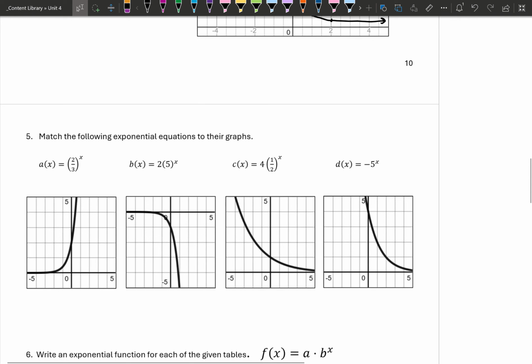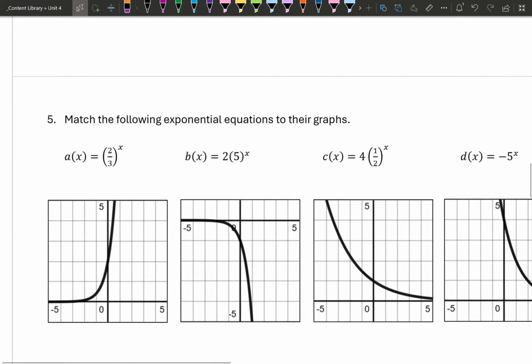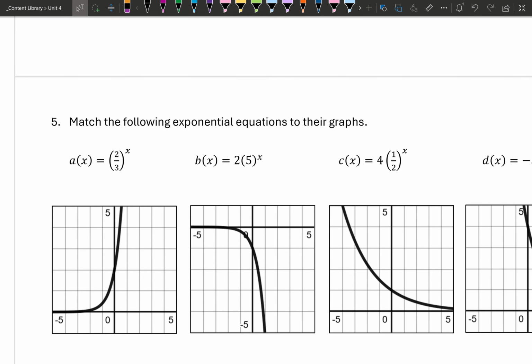Number 5. Let's match the following exponential equations to their graphs. I believe that the best way to do this is by checking the y-intercepts, because that was one of the easy things to identify. The y-intercept is the number in front of the base. Let's identify all of these y-intercepts, and we can match them.